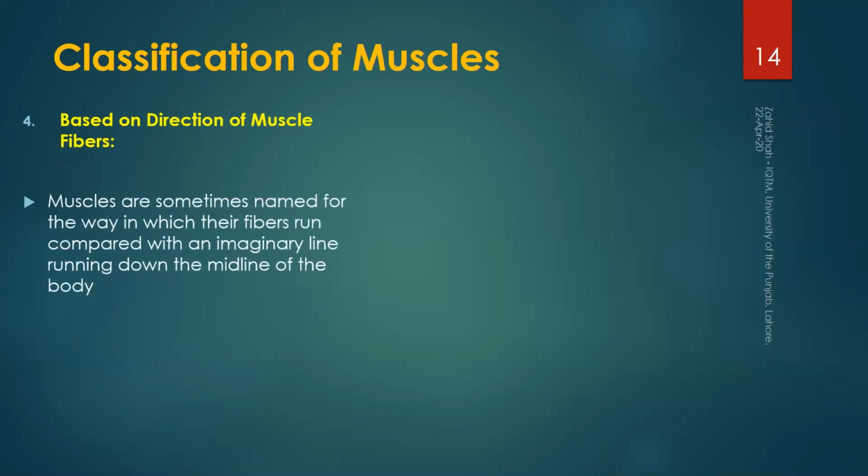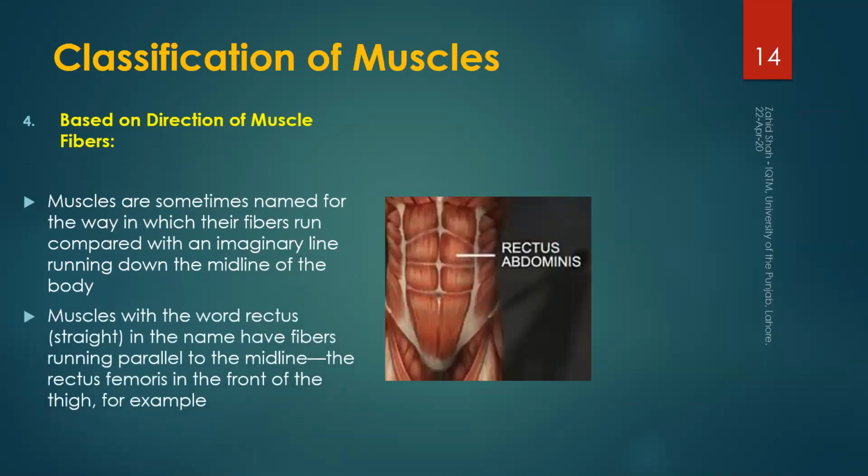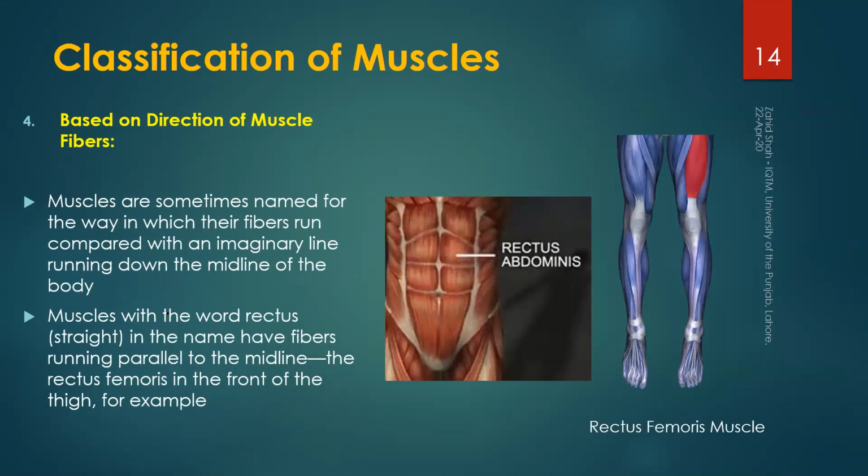Another factor to classify muscles is based on the direction of muscle fibers. In this case, the abdominal muscle is shown. Rectus abdominis. What rectus means is that the fibers are straight. So straight means they run in this direction. They are perpendicular in this case. Abdominis, again, shows the position of the muscles. So they are the muscles of the abdomen.